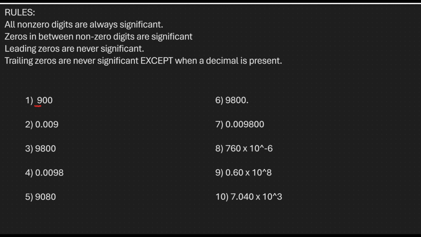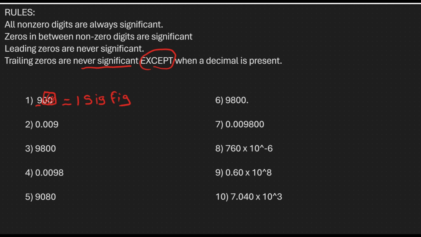We know that's significant because it falls under rule number 1. All non-zero digits are always significant. We have 2 trailing zeros here, and rule number 4 says trailing zeros are never significant except when a decimal is present. Example number 1 does not have any decimals. Therefore, these 2 trailing zeros are not significant, and all we have to consider is the number 9. So example number 1 has one significant figure.